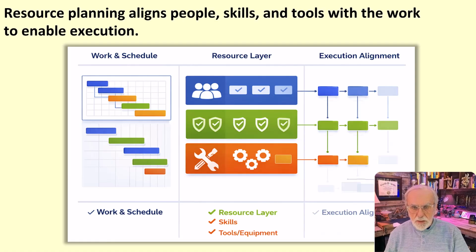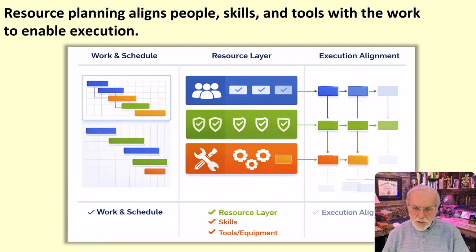This helps ensure accountability and clarity across the project team. When roles are not clearly defined, coordination becomes more difficult and execution can become fragmented. Another important outcome is identifying constraints. Resource limitations, such as limited availability, competing priorities, or skill gaps can affect schedule, costs, and overall feasibility. Recognizing these constraints early allows the project team to adjust plans before execution begins.